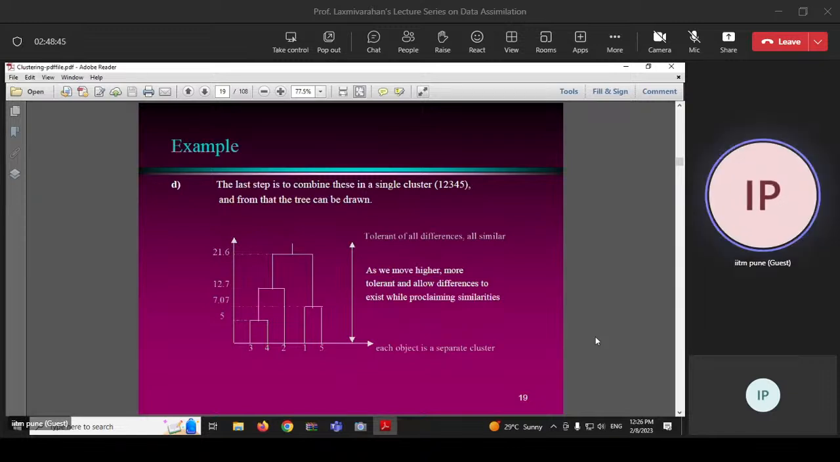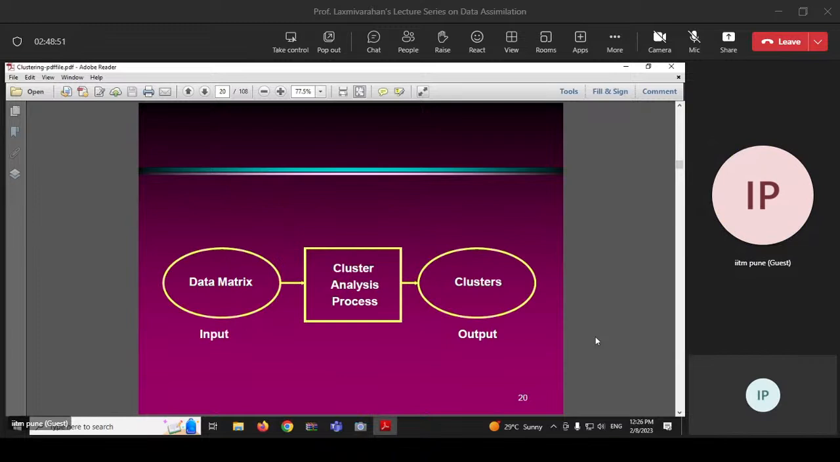Remember the Chinese proverb? You do, you understand. Okay? Yes. So, what is the theme of cluster analysis? I'm given a data matrix as an input. The cluster analysis process extracts the similarity. The algorithm helps you to club objects into sets based on similarity.